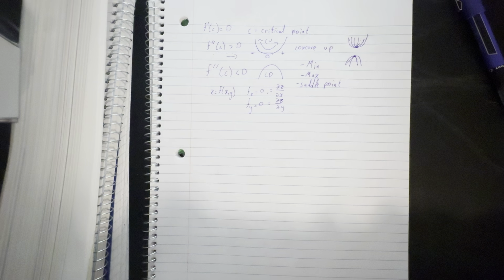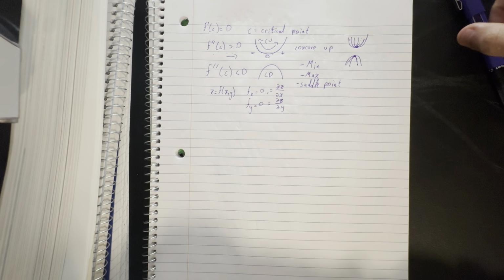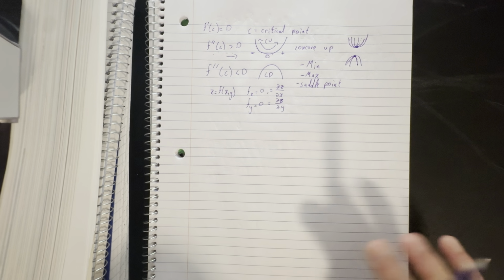Okay, and how we identify these is we use this thing called the discriminant.